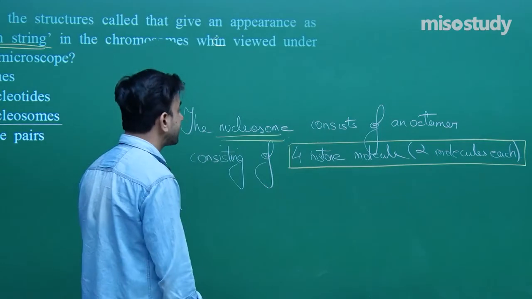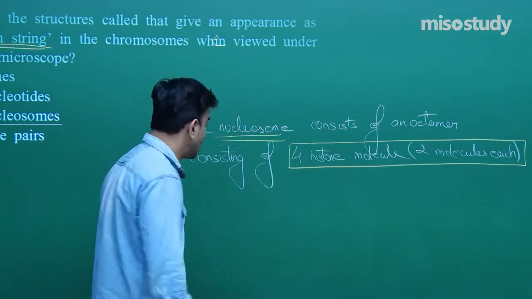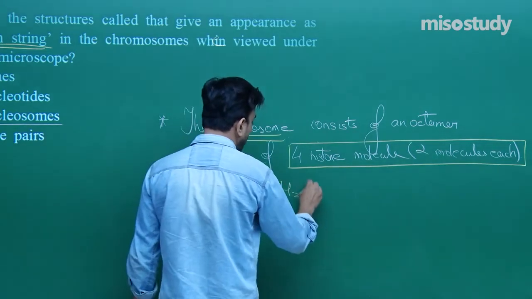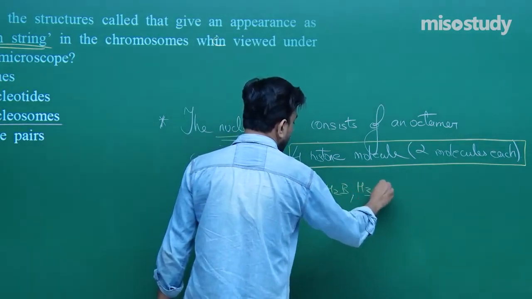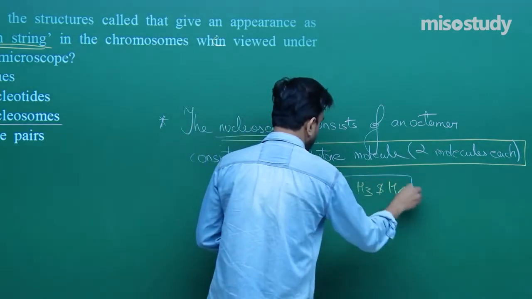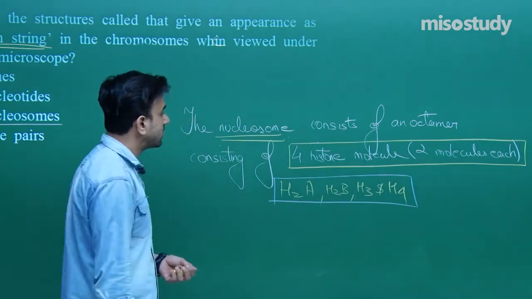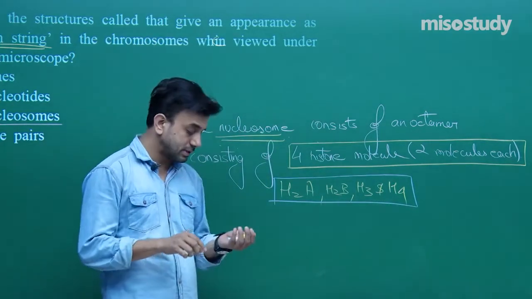The nucleosome consists of an octamer of 4 histone molecules, 2 molecules each. That means H2A, H2B, H3 and H4. H2A, H2B, H3 and H4, this is the octamer, right?